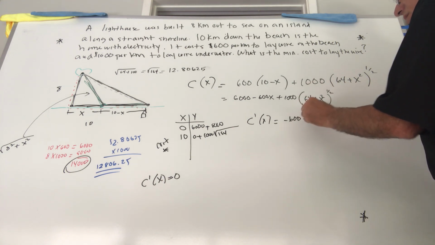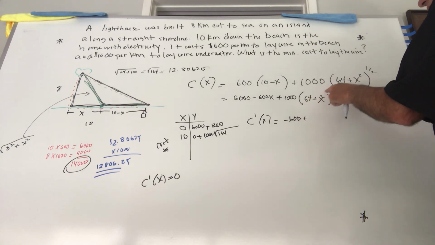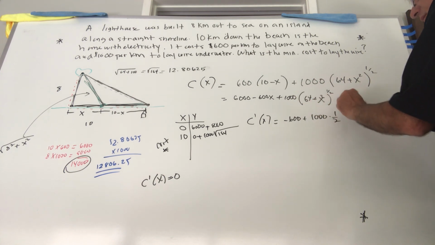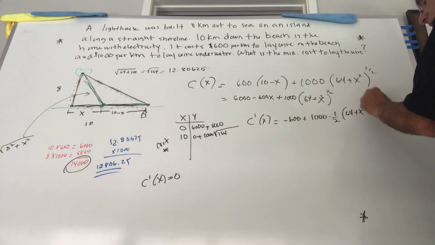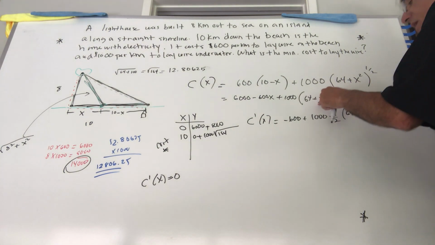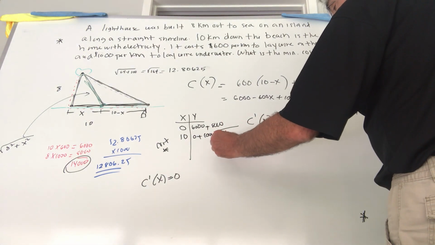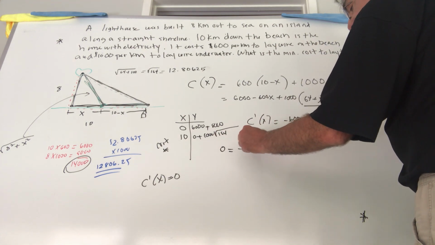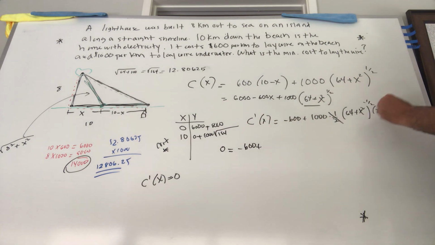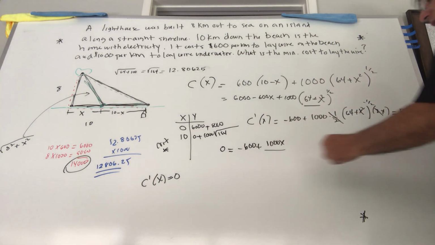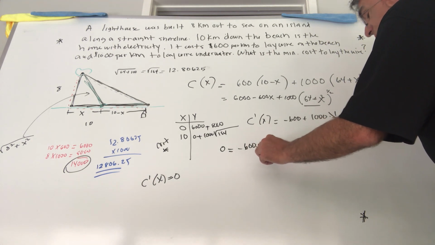Now, be careful here with this derivative, because it's been a while since we've done a chain rule. You bring the half down, so my 1,000 times a half, times 64 plus x squared to the negative 1/2. Remember, we have to do a chain rule with what's inside. So there's the derivative. Now, we have to figure out when this thing equals 0. So 0 equals negative 600 plus the half and the 2 cancel, and so I get 1,000x all over the square root. Remember what half power means.